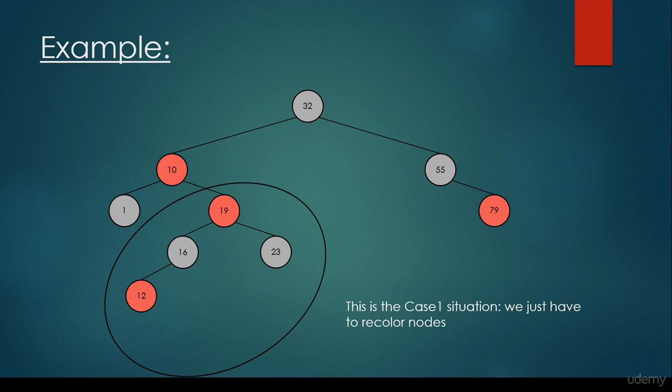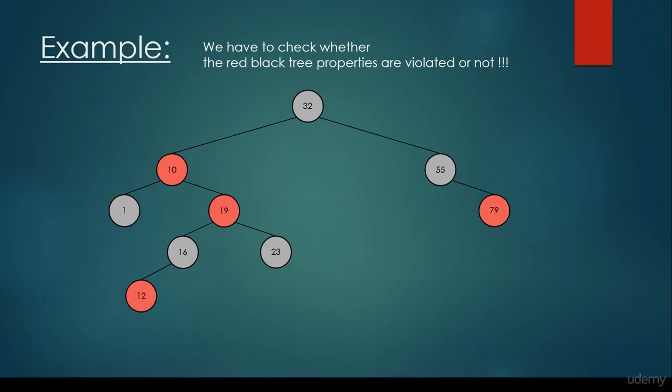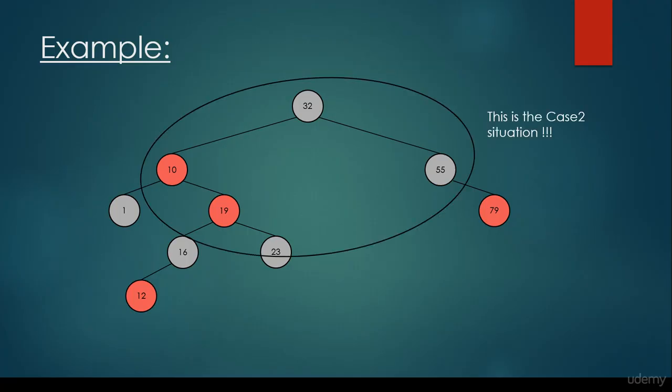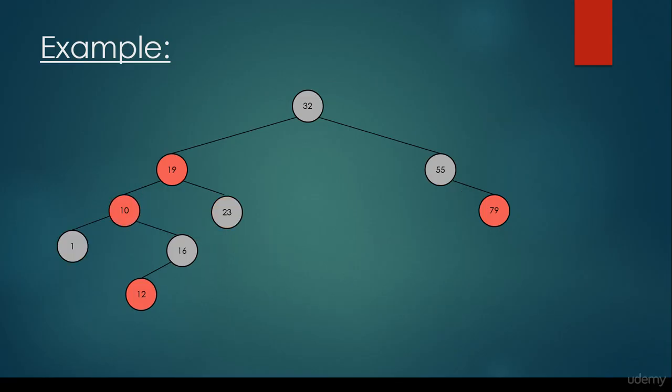And we have to check recursively whether with the help of this recoloring operation, maybe in other parts of the tree we have violated the red-black properties. And yes, it is true, because here, for example, we have violated the red-black properties, and this is the typical case 2 situation. We just have to make a left rotation on the node 10, like this.